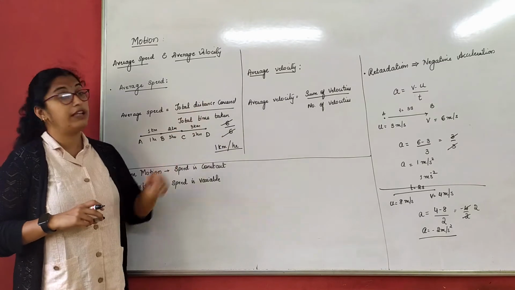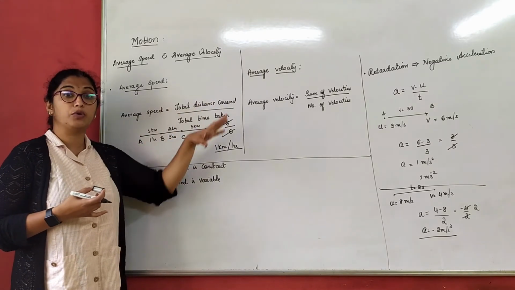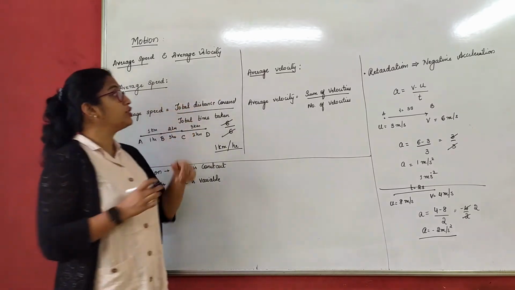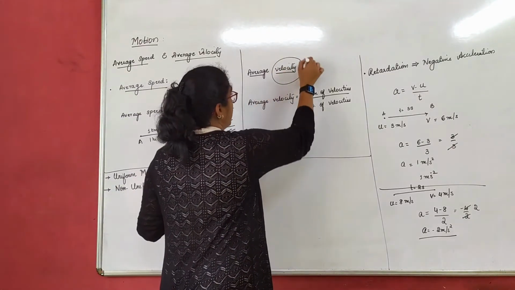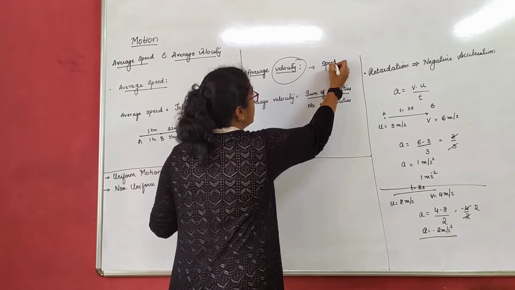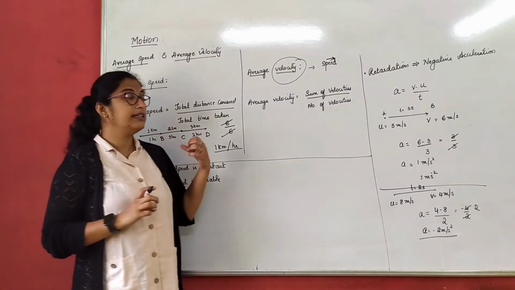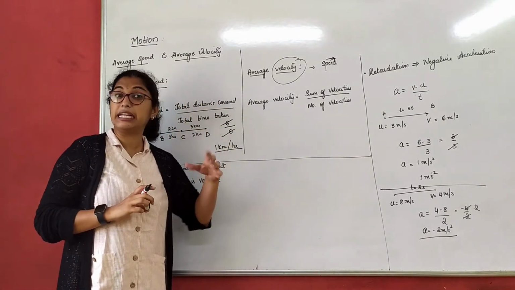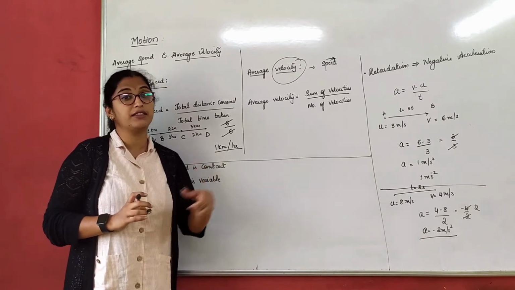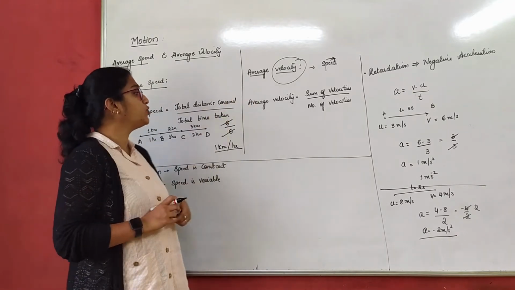Now then, what about velocity? Is velocity also the same? Total distance upon total time, because velocity and speed is same. But you have to also know that velocity is also known as speed with direction, right? Because it's the same speed only, but it has a direction. Velocity is also known as speed with direction. Why? Vector quantity.